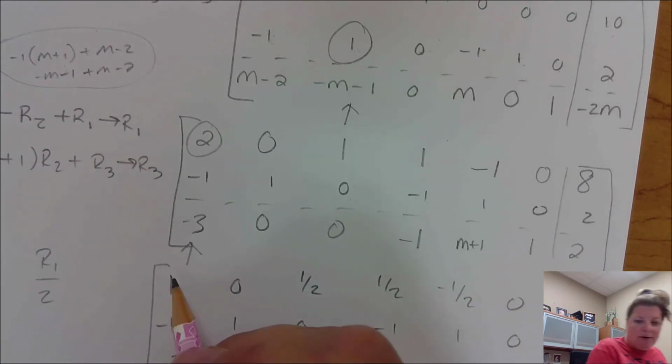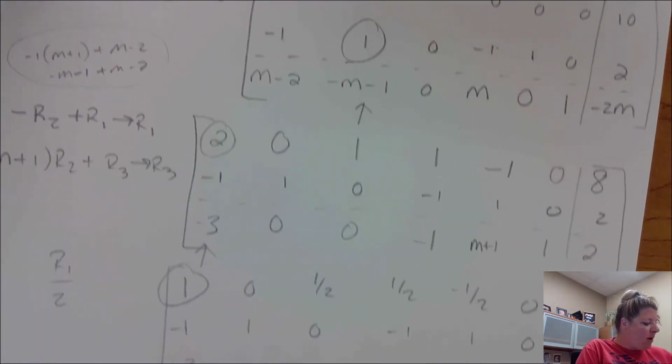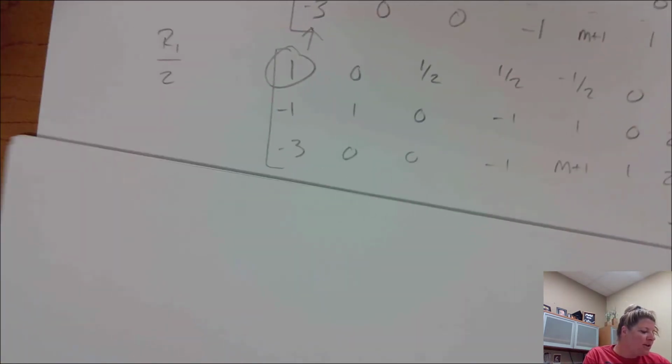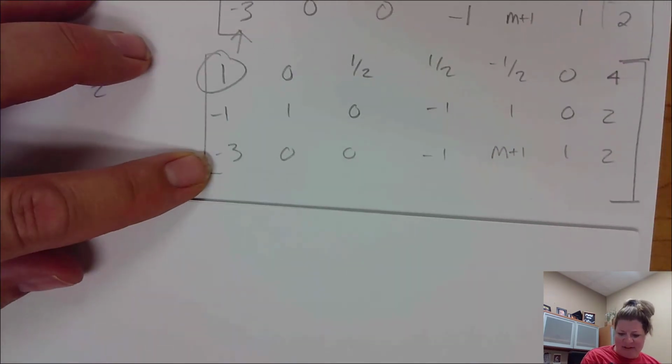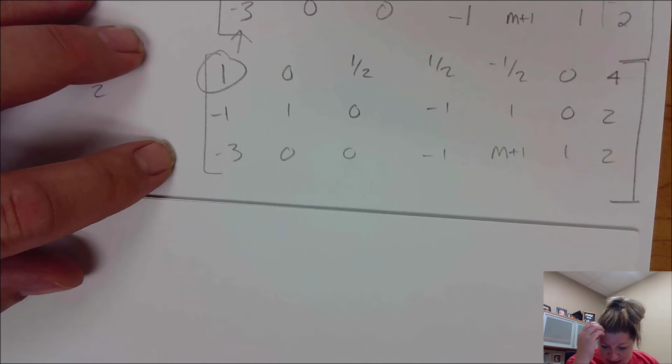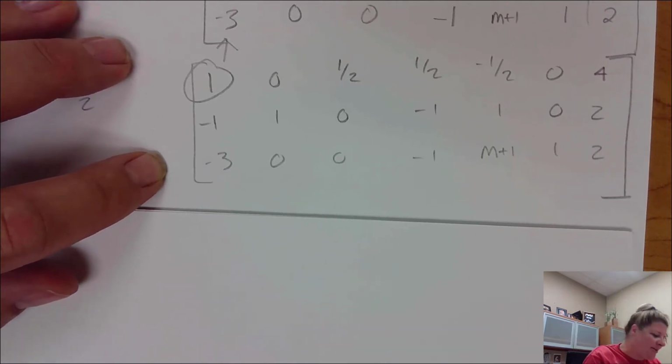And our pivot was here. Okay, so now what are we going to do from here? We're going to make that a 0 and that a 0, and I hope we're done after this pivot. We'll see. I think we might.